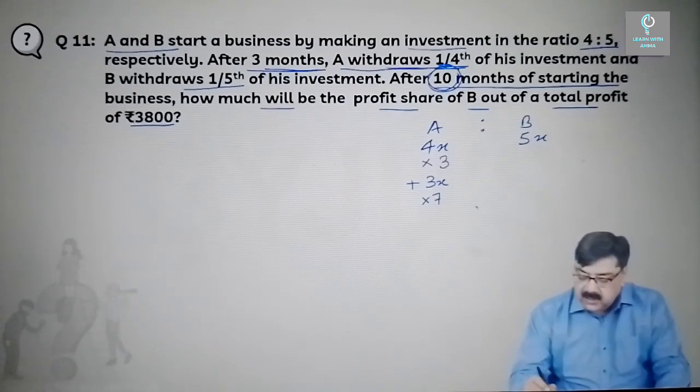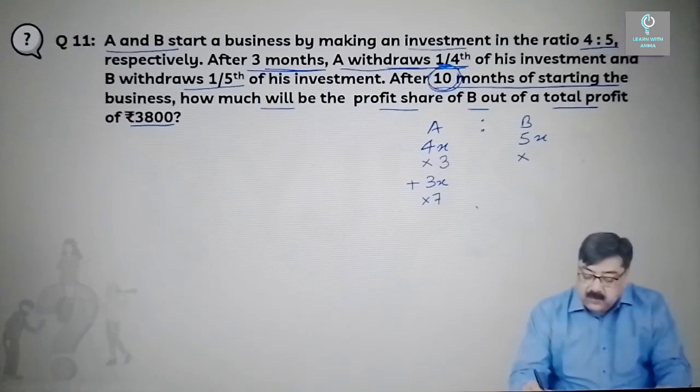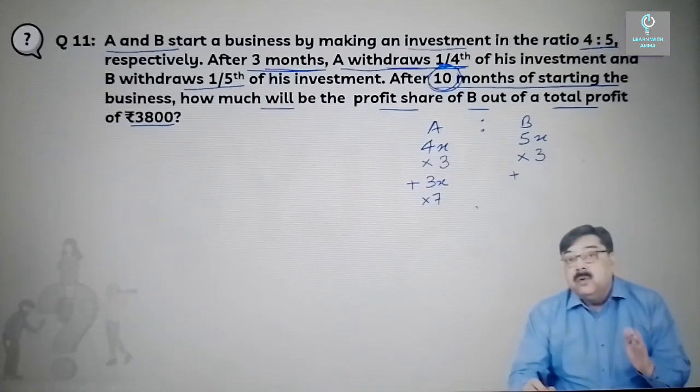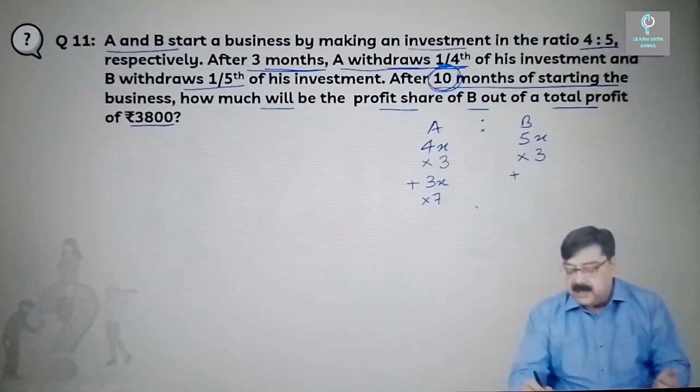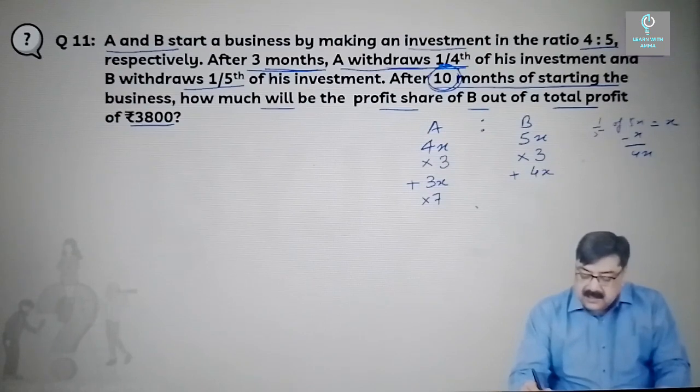Now, similarly, the story goes for B. B's 5x investment remained in the business for 3 months. After 3 months, what happened? B withdrew 1/5 of his investment. How much is 1/5 of 5x? Well, it is again x. So withdrew x, remaining is 4x. So 4x is now the investment of B, which remained in the business for 7 months.